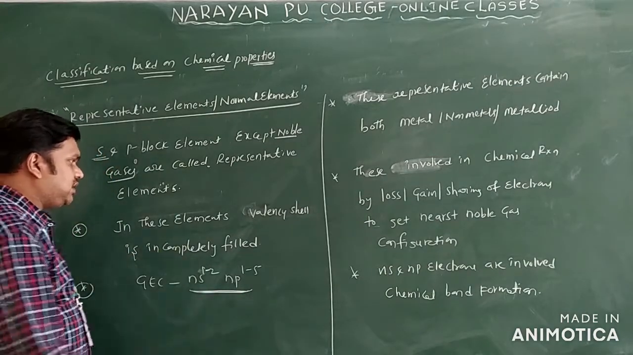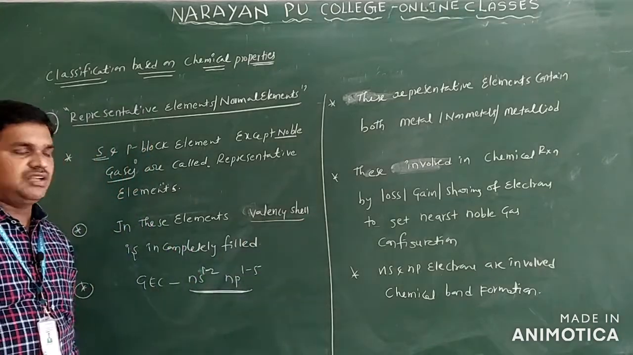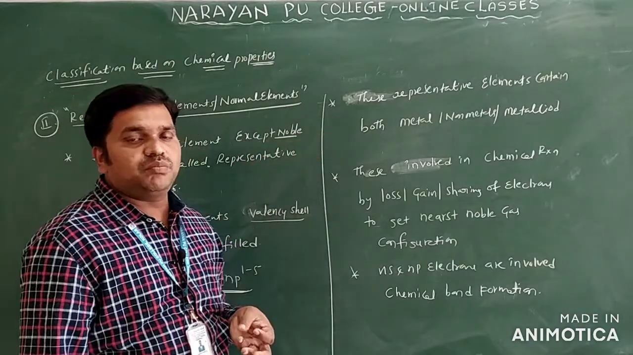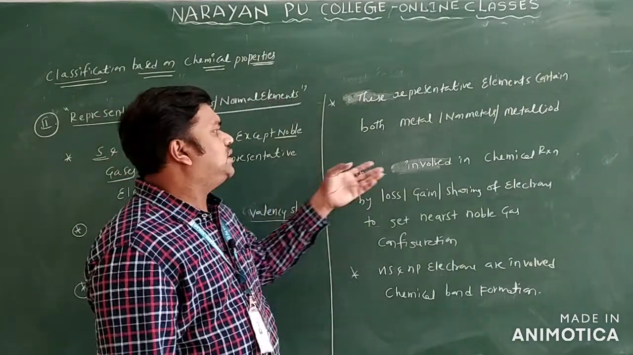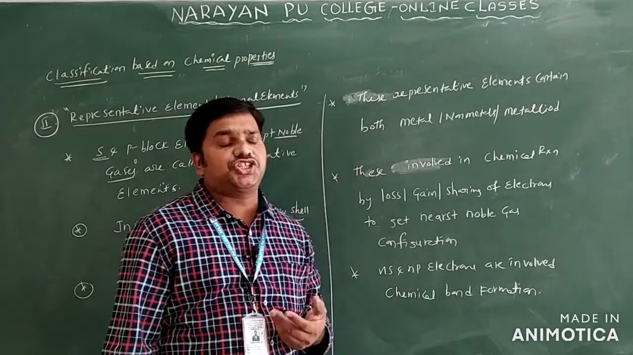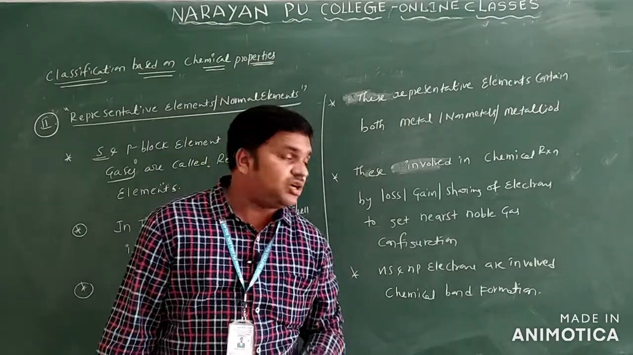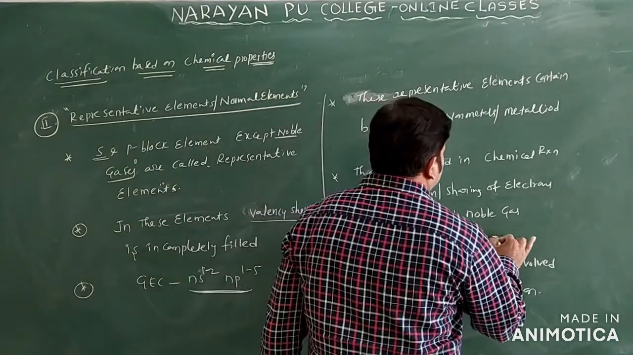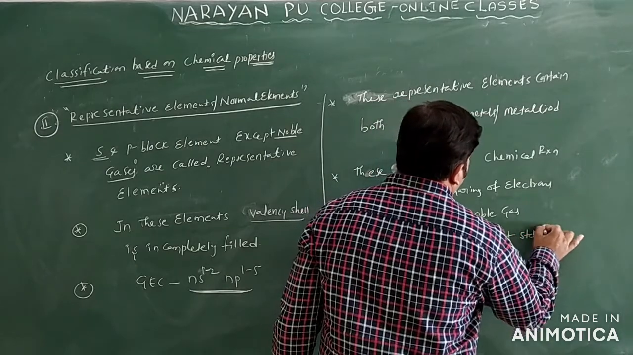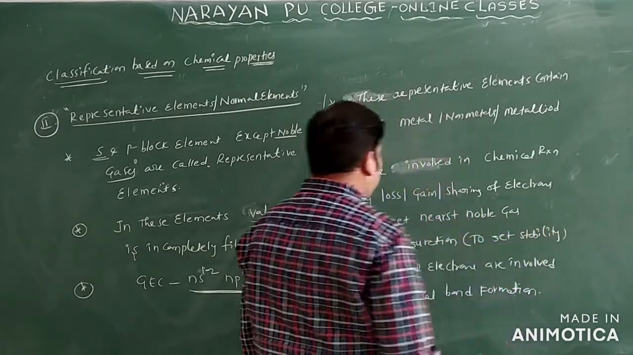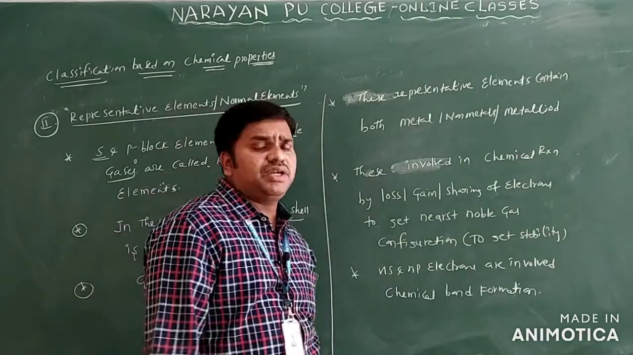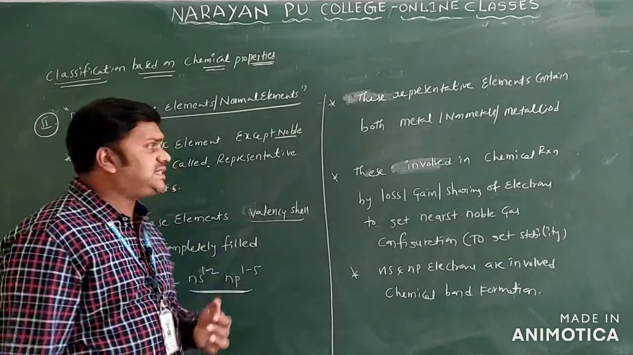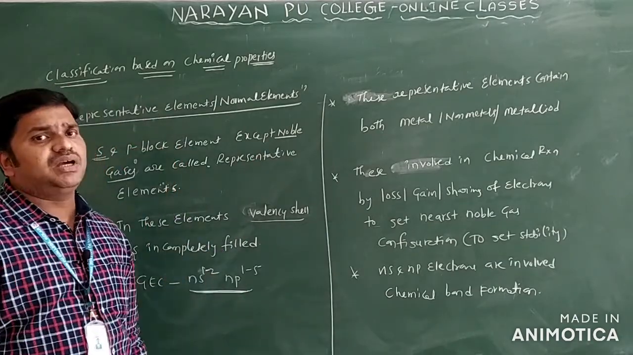In these elements, the valence shell is incompletely filled. The valence shell we take is ns and np. So the representative elements contain both metals, non-metals and metalloids. They are involved in chemical reactions by loss, gain or sharing of electrons to get the nearest noble gas configuration, to get stability. And the next point, ns and np electrons are involved in chemical bond formation. This is the second classification. The first one we discussed is noble gases. The second one is representative elements, normal elements only.